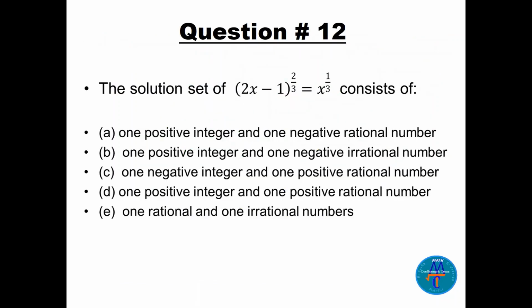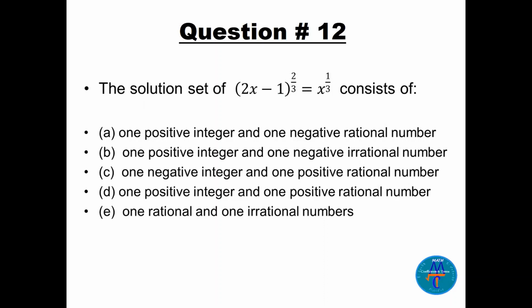We need to find the solution set of this question. 2x minus 1 all to the power 2 over 3 is equal to x to the power 1 over 3. The solution consists of, you know, just one positive integer, one negative integer, etc. You can read it and try it.